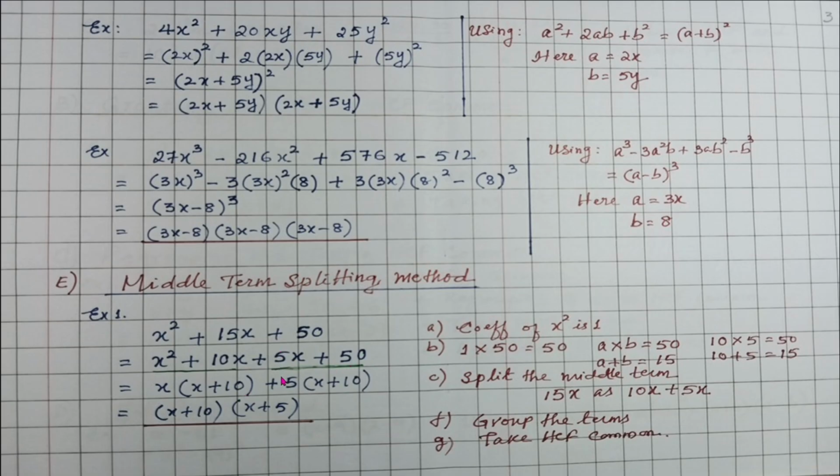Here 5 is common, take 5 outside, 5 into x, therefore x will come here. 5 into 10 is 50, 10 will come in the bracket. So we have got x in the bracket, x plus 10 plus 5 in the bracket, x plus 10. Now x plus 10 is common, take x plus 10 outside and put in the bracket x plus 5. So that is the method of what we call middle term splitting method. So please remember this method, practice it and learn.